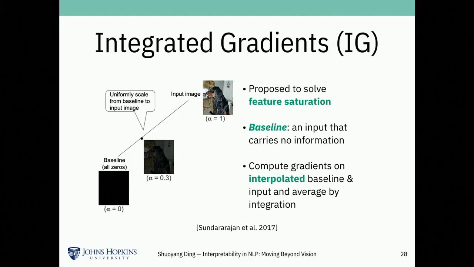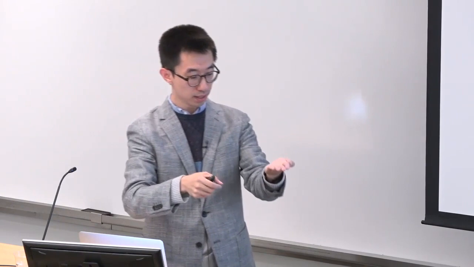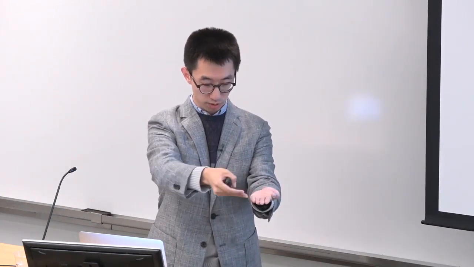Okay, so there's another method called integrated gradients. This involves a little bit of calculus, so I'm not going to go into the details of this method, but I just aim to give you a high-level idea. The problem they're trying to solve is feature saturation, in that if you optimize your network so well that when you feed in the input, most of the features get zero or very small gradients.